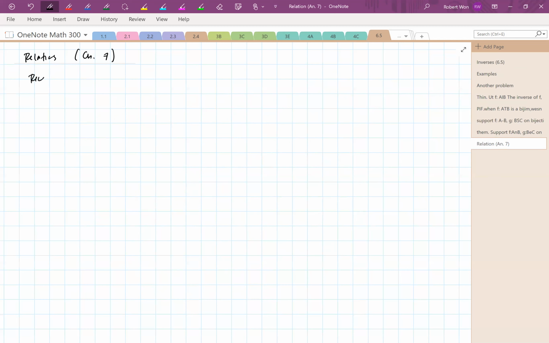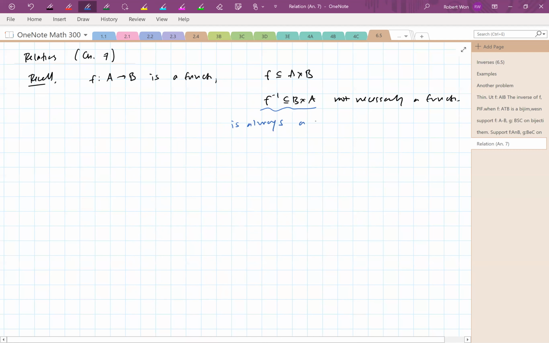So recall, just earlier this lecture, if f from A to B is a function, f is a subset of A cross B, and then the inverse is a subset of B cross A, which is not necessarily a function. It may or may not be. However, this thing is always what we'll call a relation. Also a function is an example of a relation. So roughly speaking, what a relation does is it just relates elements of one set to another set. That's all it does.